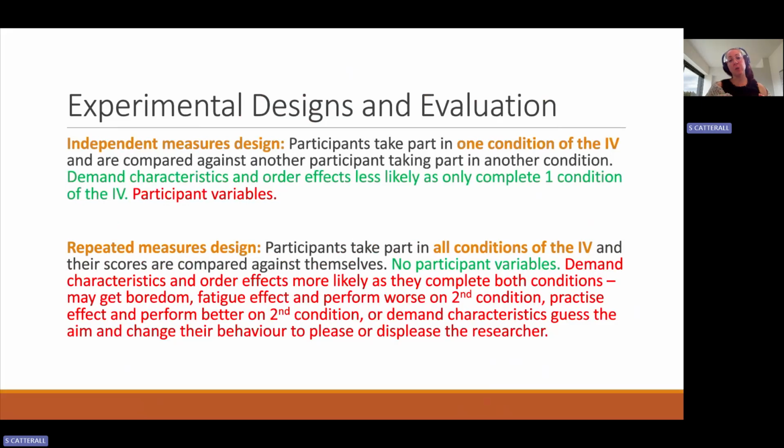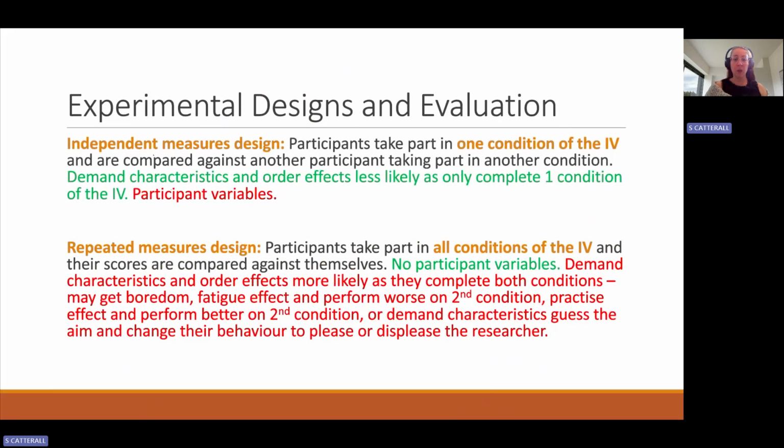For independent measures design, you do one condition of the IV and you compare against somebody completely different. Now that's a bit of an issue because you're going to get individual differences, so participant variables. Somebody's memory might be completely different to somebody else's, somebody's concentration might be different. There could be different things about those two people that mean we've not got a valid comparison. It might be other things that are the reason for the differences in the DV instead of the IV. So we'd have that as a kind of extraneous variable. Whereas for a repeated measure, we don't have any issues with participant variables because it's the same person doing both of the conditions.